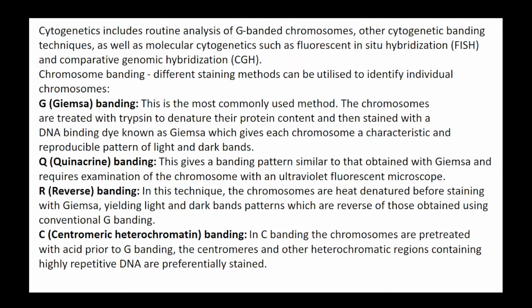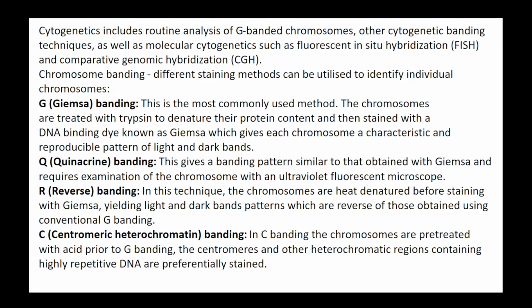The next group of cytogenetic methods are chromosome banding and molecular cytogenetics. Chromosome banding comprises different staining methods which can be utilized to identify individual chromosomes. There are 4 main types: G banding, Q banding, R banding, and C banding.